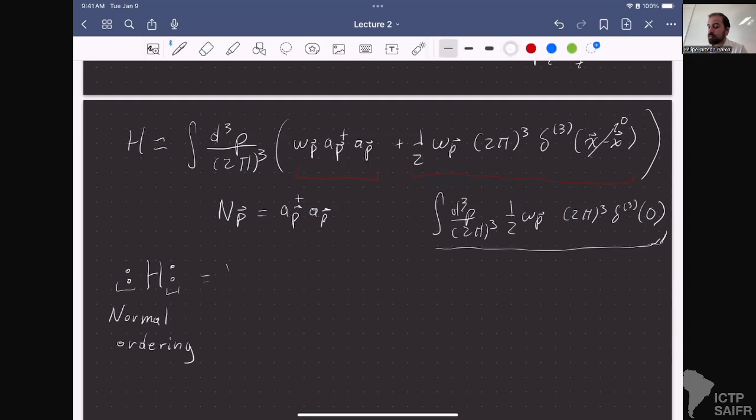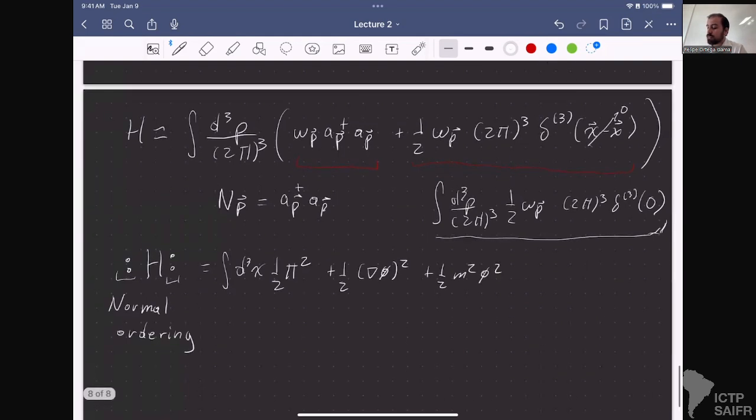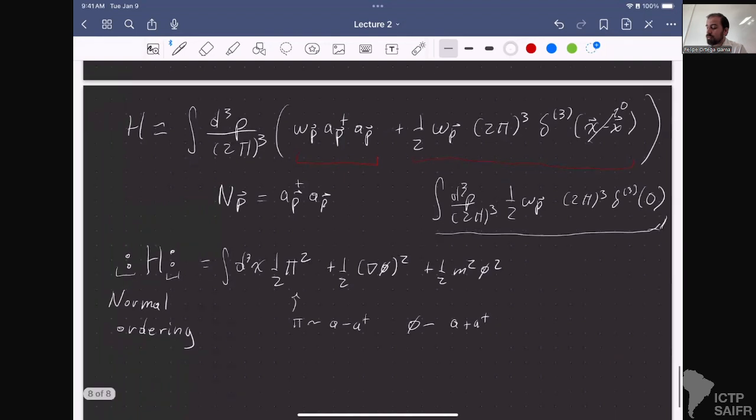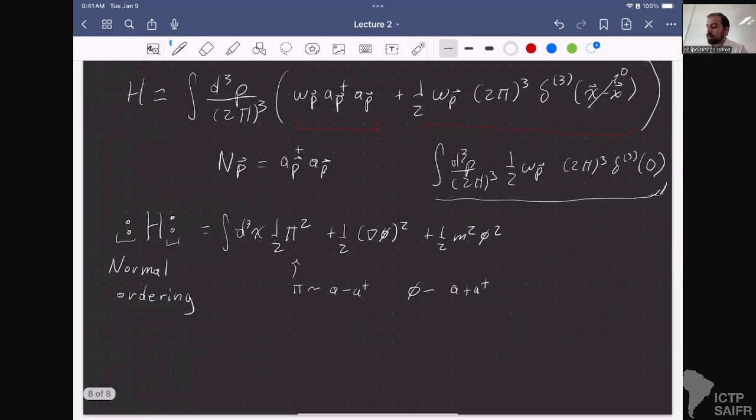So, for example, remember that this was defined as the integration over x of 1/2 pi squared plus 1/2 of the gradient of phi squared, and so on. So when we substitute for our raising and lowering operators, the normal ordering tells you to put all the a's to the right.